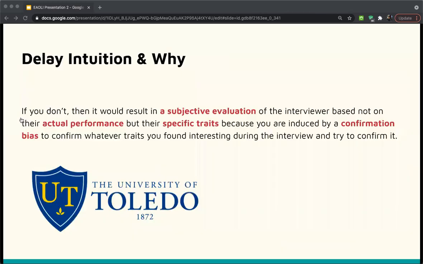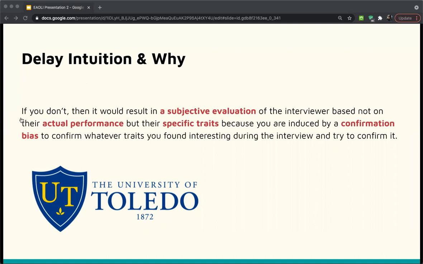Before we talk about actual interview techniques, let's first discuss why you should delay intuition when you're hiring people. A study from the University of Toledo reflecting this concept found that the outcome of an interview could be predicted by judgments made within the first 10 seconds of dialogue.